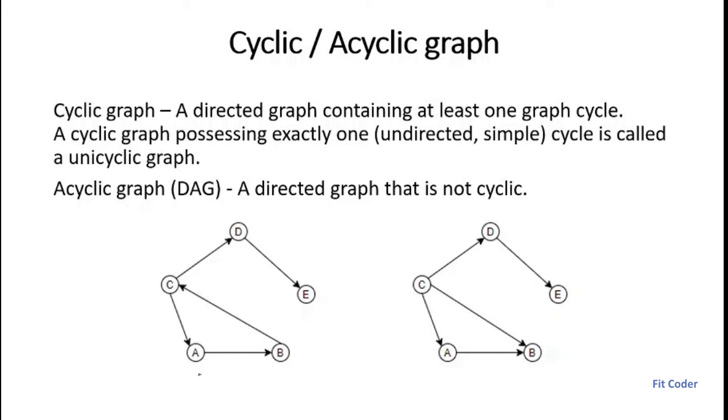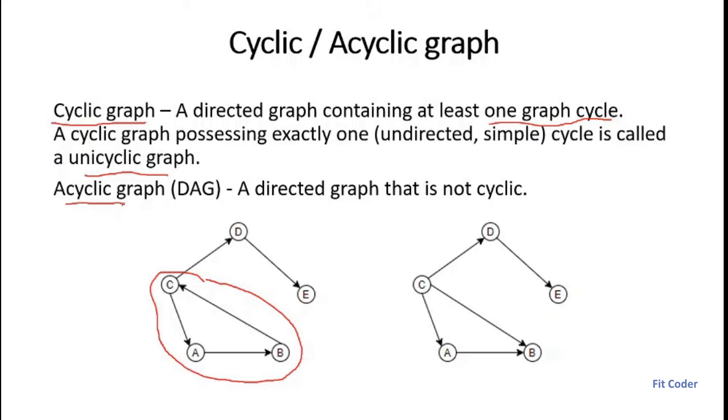Now the cyclic and acyclic graph. Let's take this first graph. This is a directed graph, as we discussed earlier. From A you can reach B and B to C. You see there's a cycle formed here. From A you can go to B, B to C and C to A. So if a graph contains at least one cycle, then that graph is a cyclic graph. But if a cyclic graph possesses only one cycle, then it is called a unicyclic graph.